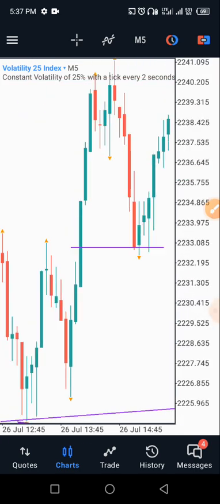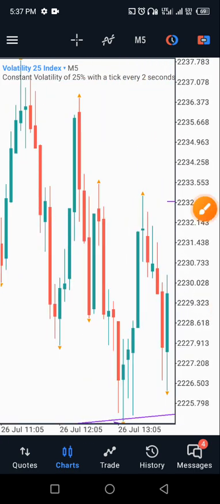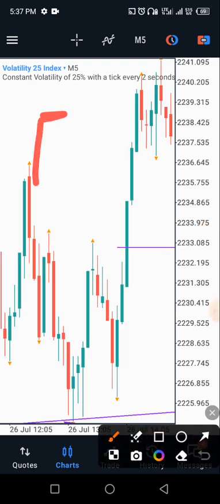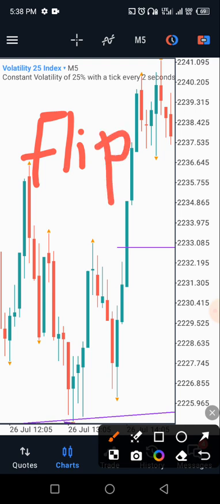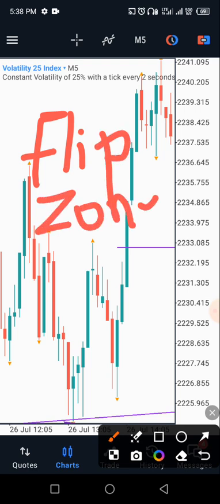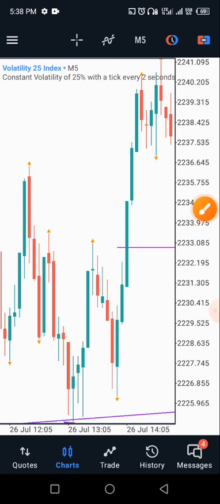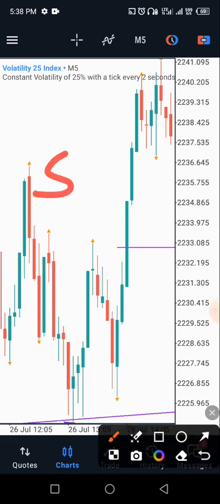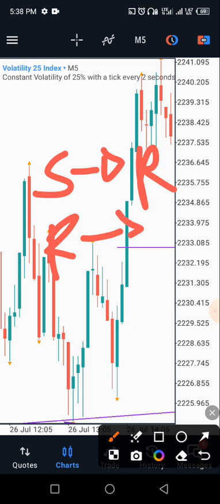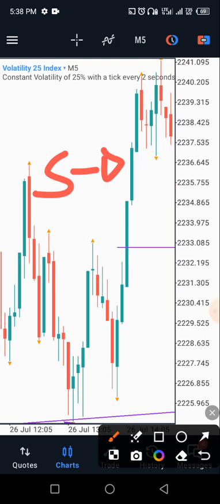So on the 5 minutes time frame, we want to look for our flip zone. Okay, so the flip zone is really a powerful concept in the market. What our flip zone helps us to identify is where our support has now become resistance and where resistance has now become support. If we are able to identify this flip zone, then we can take an entry in the market.